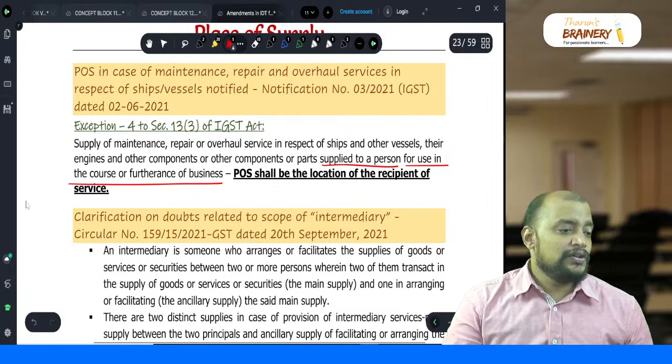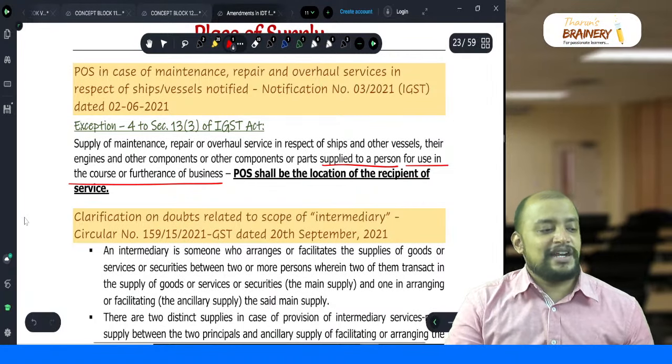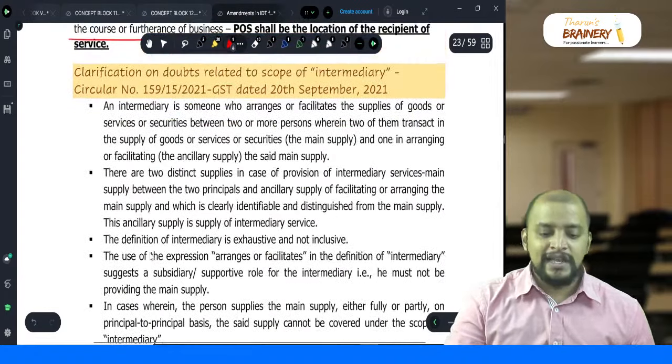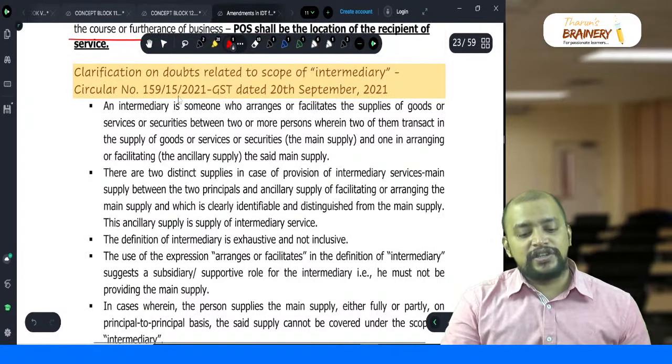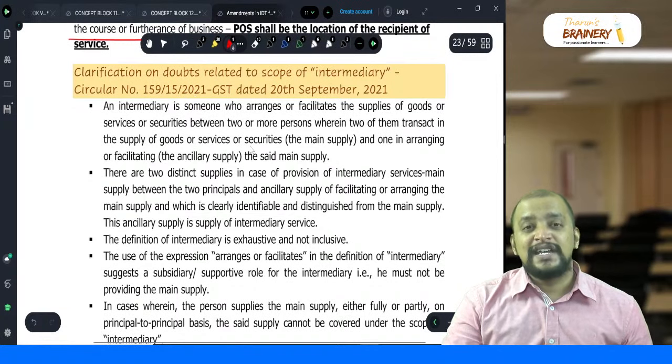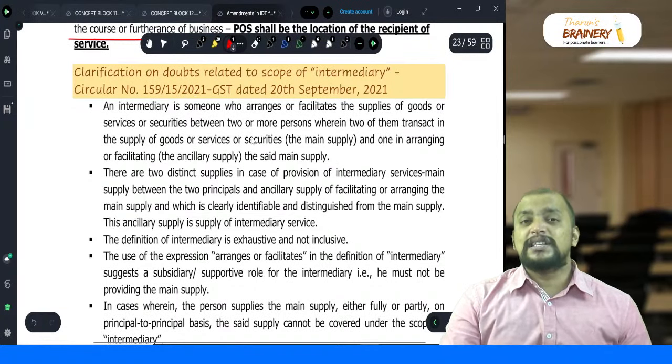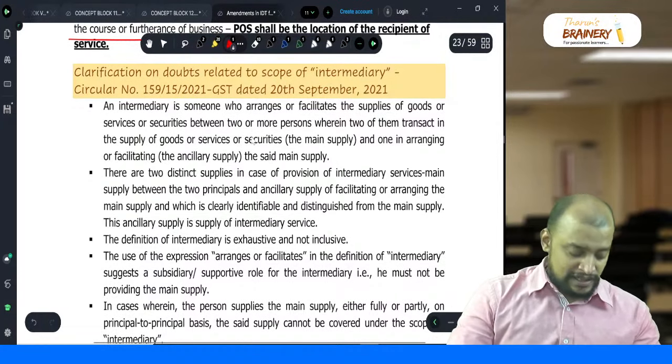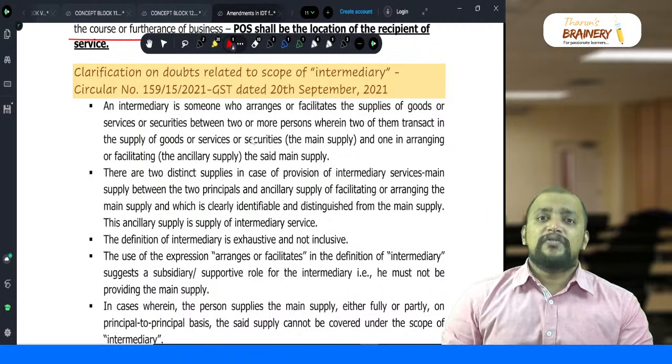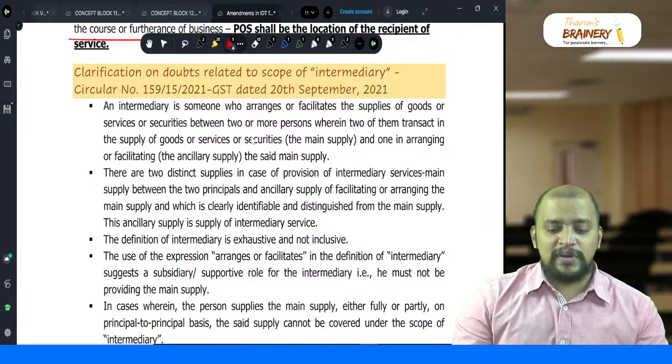Then that means e-way bill details are scanned into the RFID so that it is viewed by the officers. True, yeah, correct. Then, clarification on the doubts related to the scope of intermediary. What is the meaning of intermediary service? So first, what is the need of knowing this intermediary service?